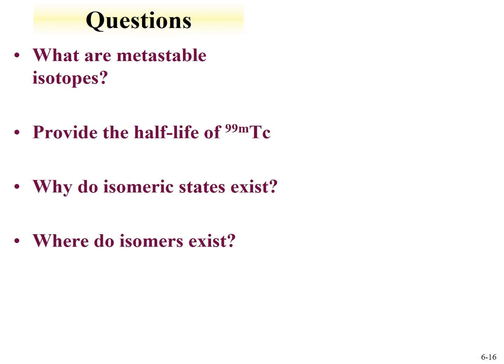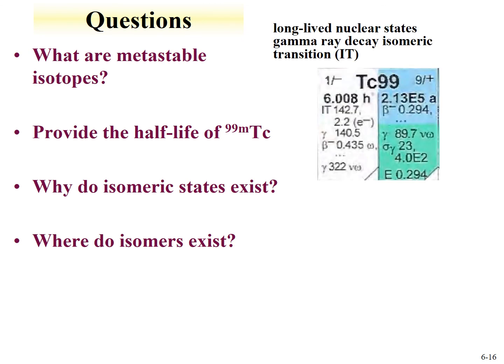Another important concept covered in the lecture has to do with metastable isotopes. What exactly are metastable isotopes? Well, those are long-lived nuclear states. The gamma decay that results from these metastable states is called an isomeric transition. So you'll hear metastable states and isomeric transitions used interchangeably. These are just excited nuclear states that decay by emission of a photon. One of the reasons that they're important is because technetium-99m, the workhorse of radiopharmaceuticals, is a metastable state.